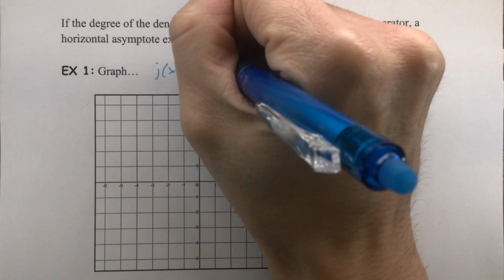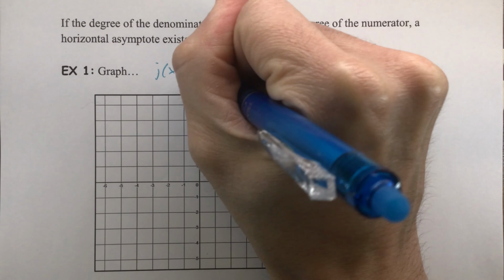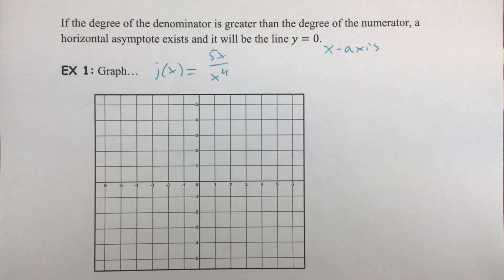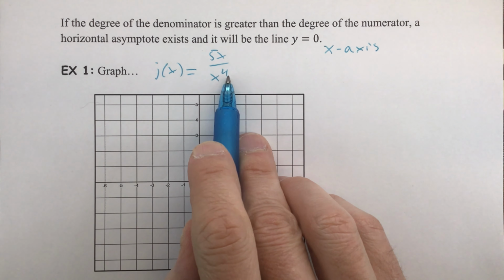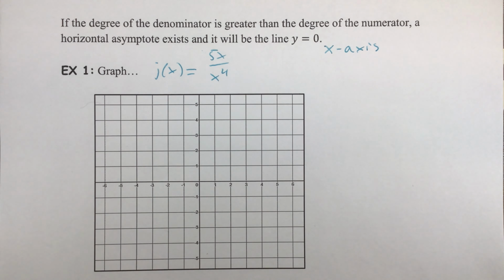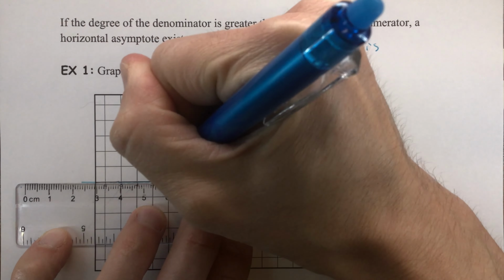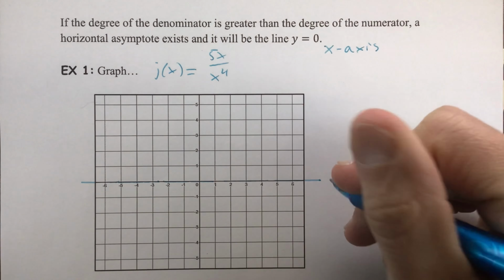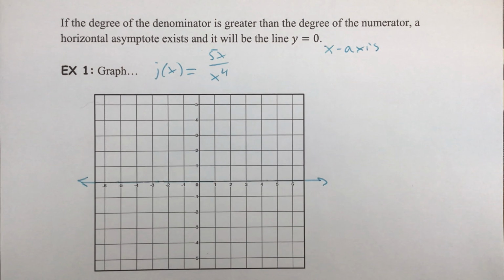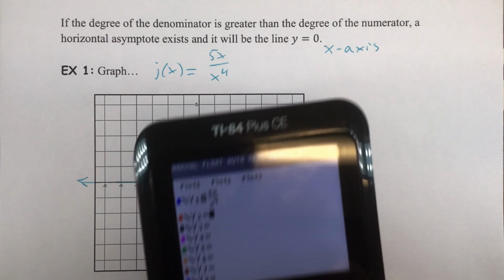For example, j of x was equal to 5x over x to the 4th. We have a comparison of a degree 1 to degree 4. Degree 4 is greater, the degree of the denominator is greater, so we're going to get a horizontal asymptote at the x-axis. And since we haven't figured out all the aspects of graphing yet, what we're still going to do is use the calculator to get an idea of what this picture looks like.